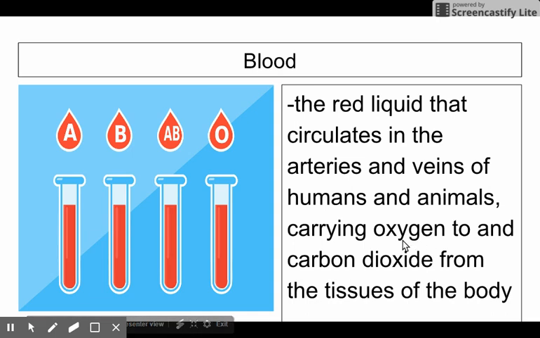Blood. We've all seen blood. We know what it is. You're going to learn more about how it is used by your body to keep it healthy, to carry oxygen and carbon dioxide to and from your body.